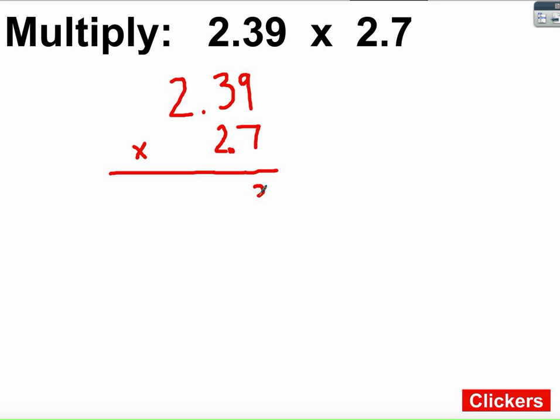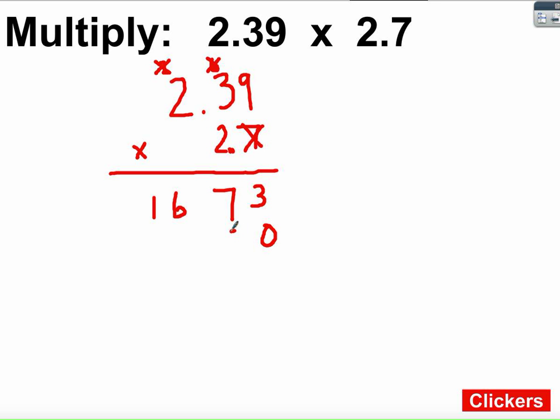7 times 9 is 63. Carry the 6. 7 times 3 is 21, plus 6 is 27. Carry the 2. 7 times 2 is 14, plus 2 is 16. Okay, and then we play tic-tac-toe, X's and O's, and get rid of the little guys so we don't accidentally use them again.